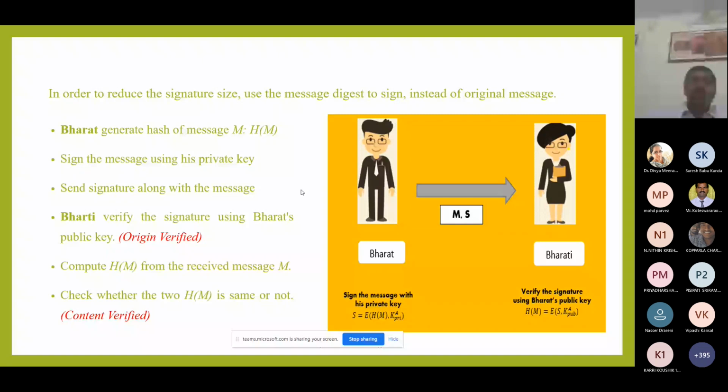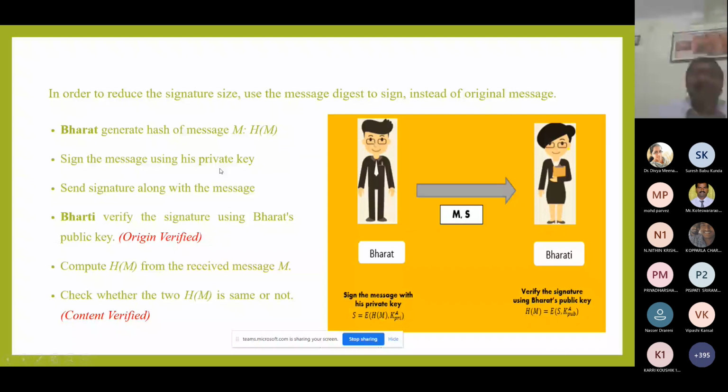Have a look. In order to reduce the signature size, we have a small signature for this. So we send a message and we also send a signature. We sign the message with the private key. He has calculated a hash of the message, and he has signed this hash. Instead of signing the entire message, he's signing the hash. So Bharat generates the hash of the message M, H(M). He signs it using his private key.